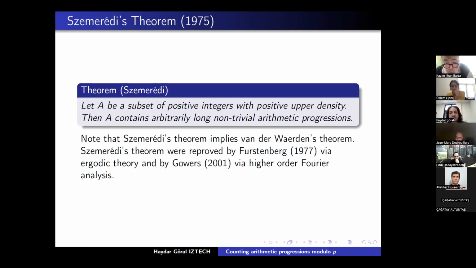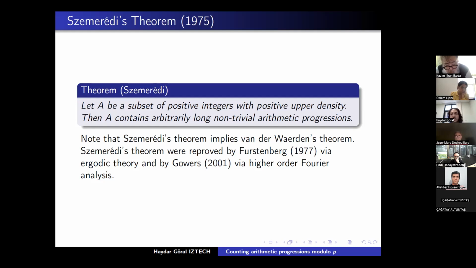Szemerédi used graph theory. It's around a 45-page paper using many difficult combinatorics, and it's difficult to follow. Then Fürstenberg reproved Szemerédi's theorem using ergodic theory, measure theory, and some dynamical systems. And also in 2001, recently, Gowers gave another proof using higher order Fourier analysis. So this is one of the cornerstones of additive combinatorics.